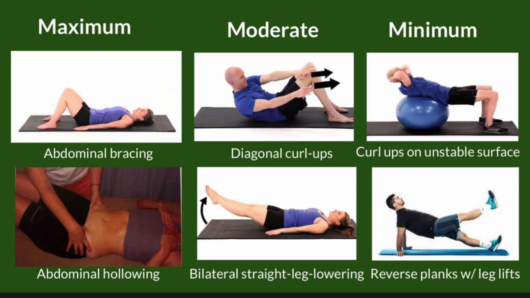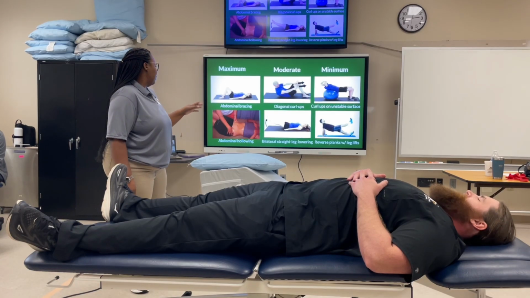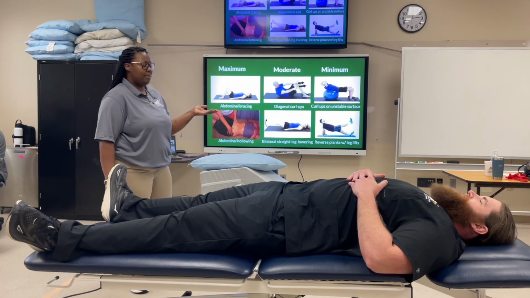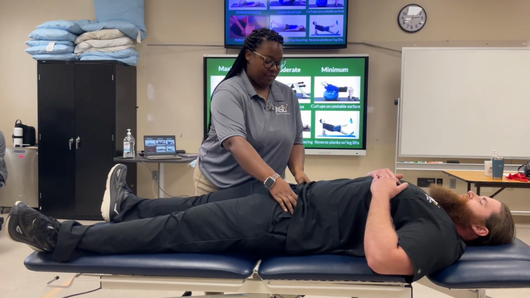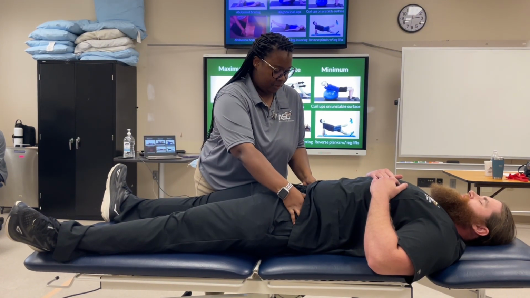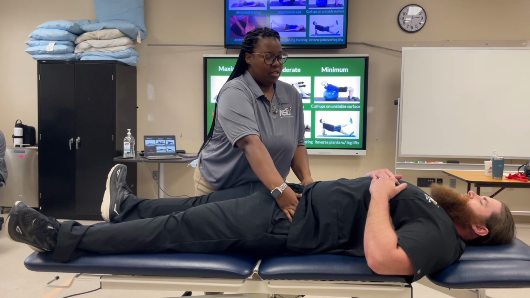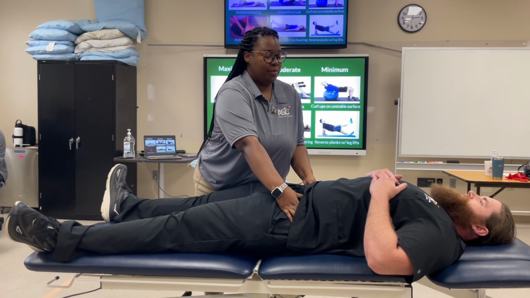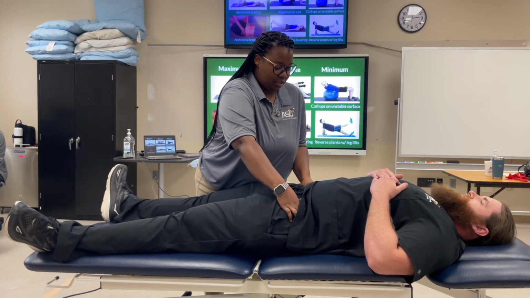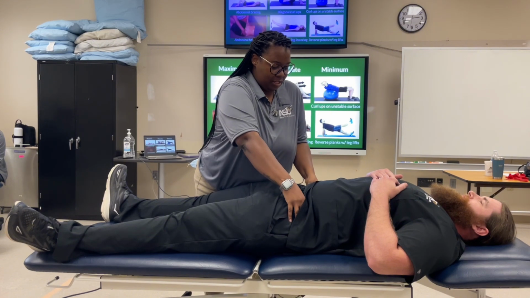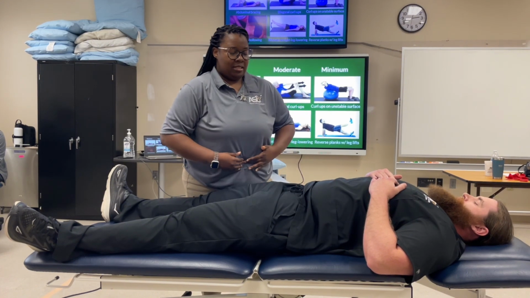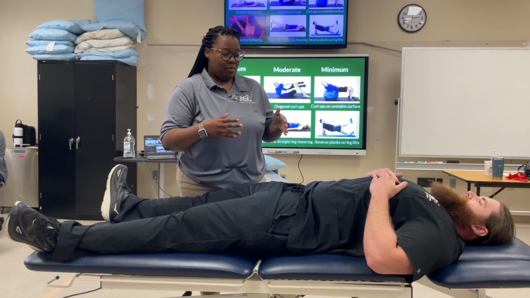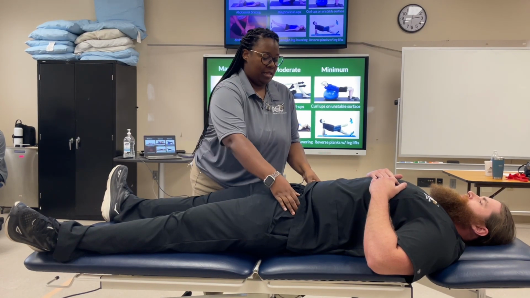For the maximum protection phase, I'm going to show you abdominal hollowing since we learned about bracing in the beginning. For abdominal hollowing, you're going to find the ASIS because we're trying to locate the transverse abdominis, and it's a deep core muscle. So I find the ASIS, it's going to be deep, so I'm going to put some pressure there. And basically, I'm going to ask my patient to suck his belly button into the mat while breathing in and out, so inhaling and exhaling.